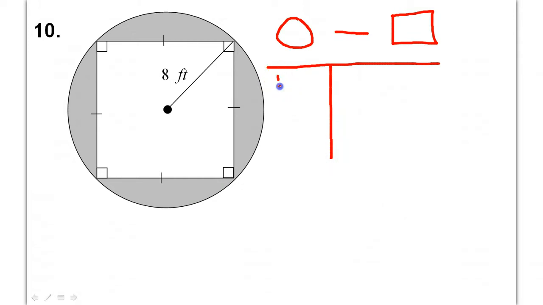Okay? So the area of the circle, of course, is pi r squared. Okay, Burton. Can you do this in your head and tell me what the area of the circle is? Area of the circle. It's pi r squared. And what is 8 squared? 64. Okay, so we have pi times 8 squared. So that is 64 pi. Okay, that's the area of the circle.